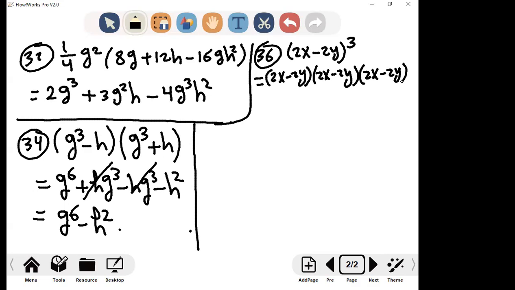Now multiply the first two parentheses together. This is equal: 2x times 2x, 4x power 2. 2x times negative 2y, negative 4xy, right? Now negative 2y times 2x, negative 4xy also, right? Or yx, same. Negative 2y times negative 2y, plus 4y power 2, all multiplied by the last term, 2x minus 2y, right? Hope it's clear.